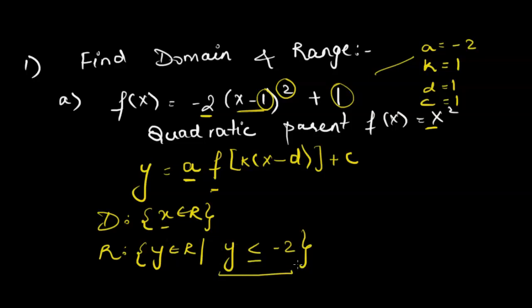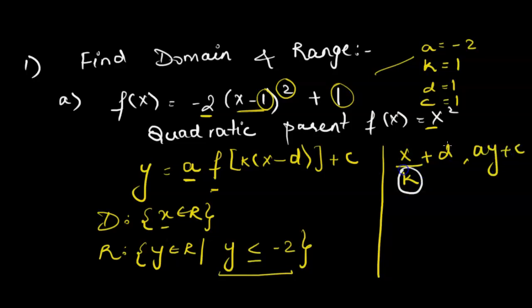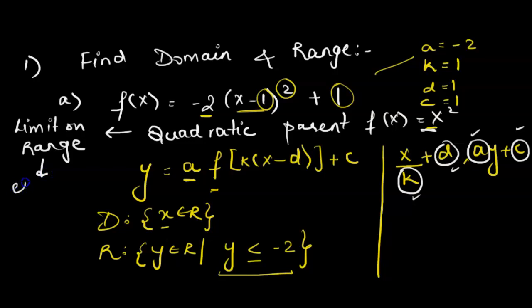Now, how do we decide how we put this? We know from one of the previous lessons the mapping formula, and we know the mapping formula is written as (x over k plus d, ay plus c). This tells us that the x value is affected by k and d, and the y value is affected by a and c. Therefore, range is also affected by a and c if there is a limit on range, and if there is a limit on domain, that would get affected by k and d. Since in a quadratic function there is just a limit on range, therefore range is going to be affected by a and c.